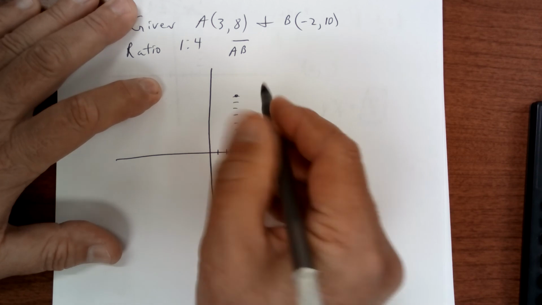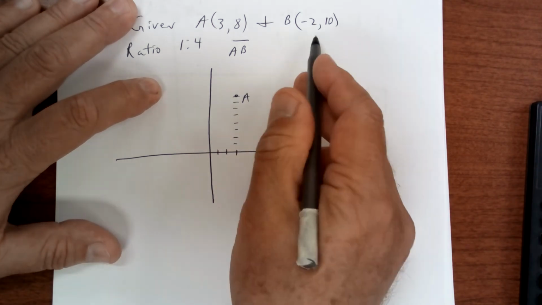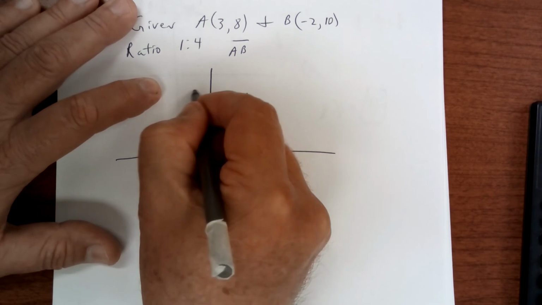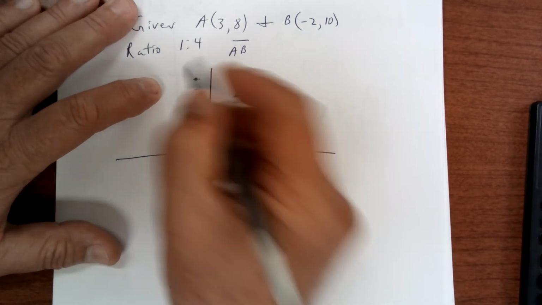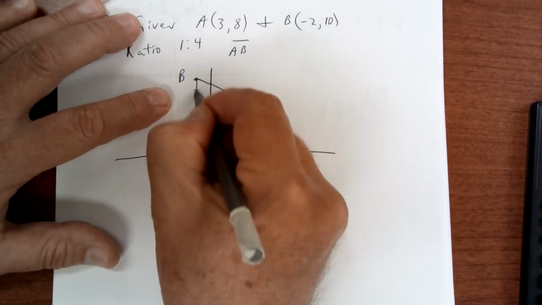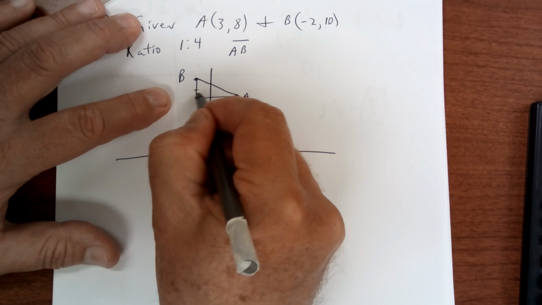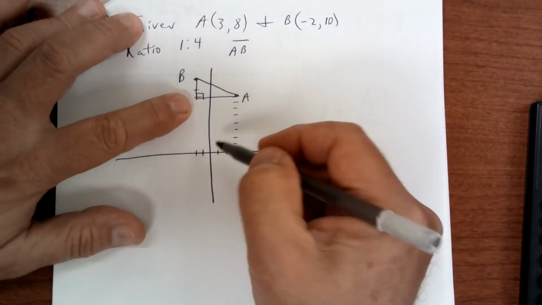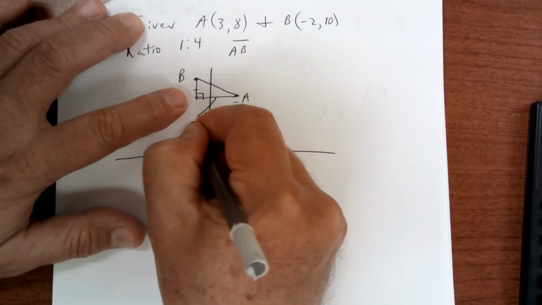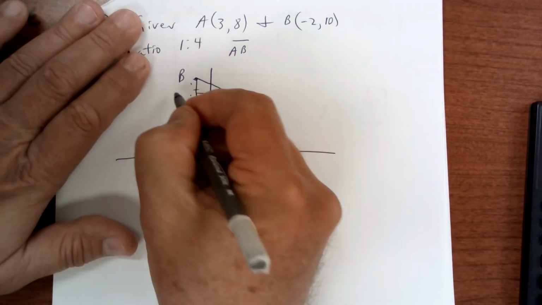Put an A right here. This one is negative 2, but up 10. So that's 8, 9, 10. Okay, and now connect your line, and then square it off, make a right triangle. Remember this? And then you've got to count the spaces. This one is 1, 2, 3, 4, 5. So this side right here is 5 spaces. This side is 2 spaces.